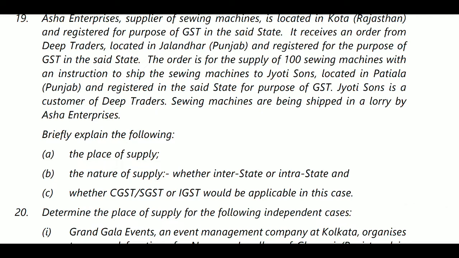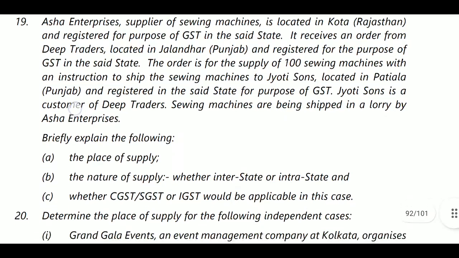So the place of supply will be determined as a bill to ship transaction. Here there will be three invoices arising. We must determine the nature of supply, whether interstate or intrastate, and whether CGST, SGST or IGST will be applicable. So here, in this case, where is question number 19? Okay, the 19th answer.